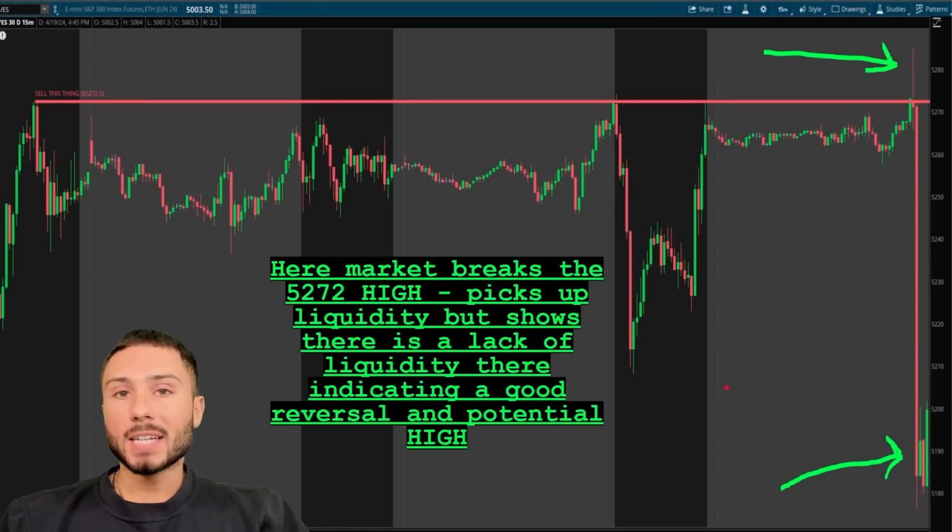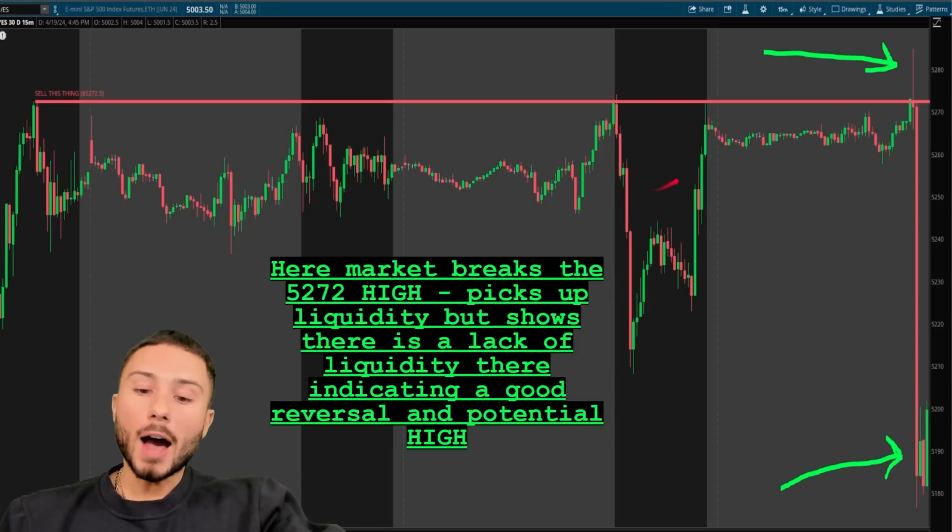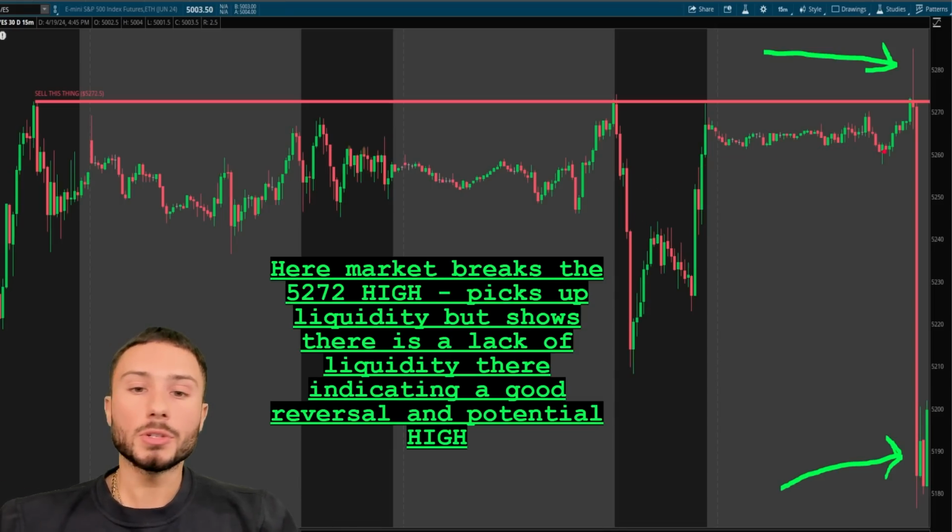Now, validating this concept even further, when the market rejected this level over here, followed by that strong drop, the following day, the market breaks 52.72.